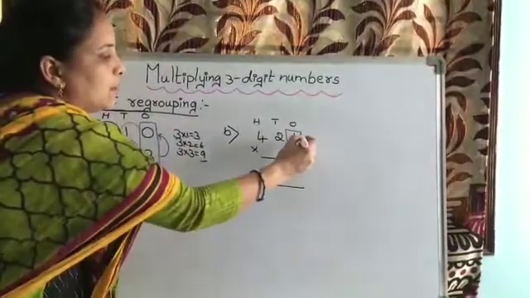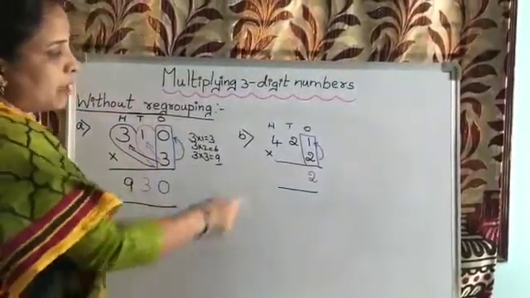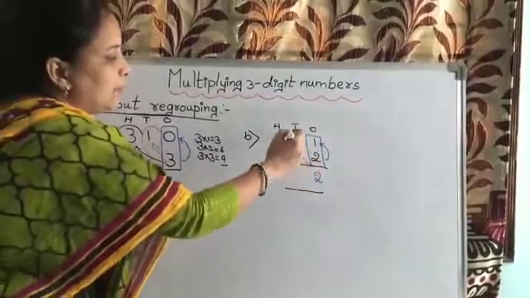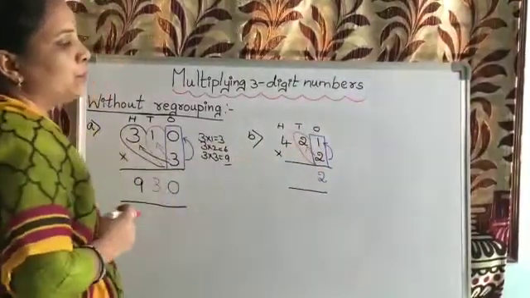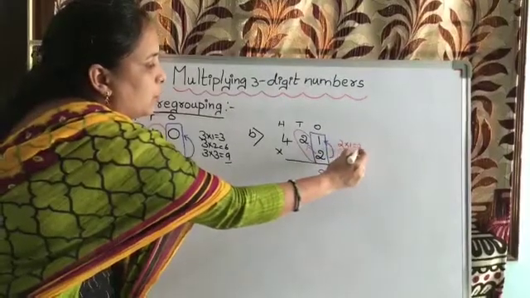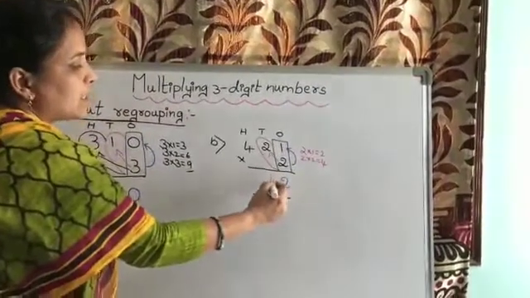2 ones are 2. And after multiplying ones place digit, we have to multiply with tens place digit. That means 2 and 2. 2 1s are 2, 2 2s are 4. So 4 is the answer here.